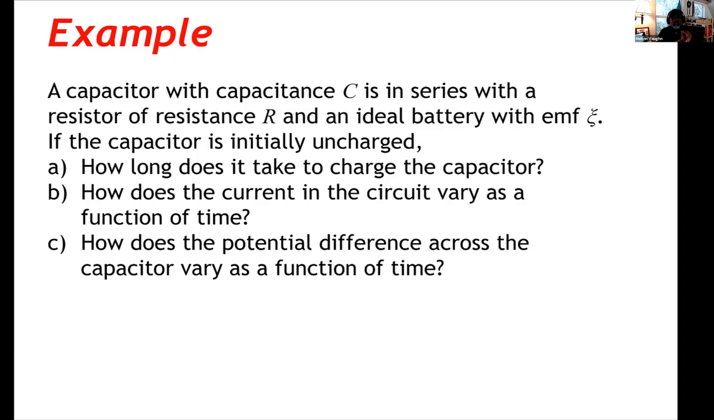A capacitor with capacitance C is in series with a resistor of resistance R and an ideal battery with EMF ε. If the capacitor is initially uncharged, how long does it take to charge the capacitor? How does the current in the circuit vary as a function of time? And how does the potential difference across the capacitor vary as a function of time?